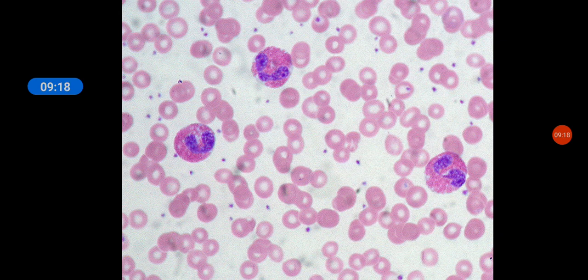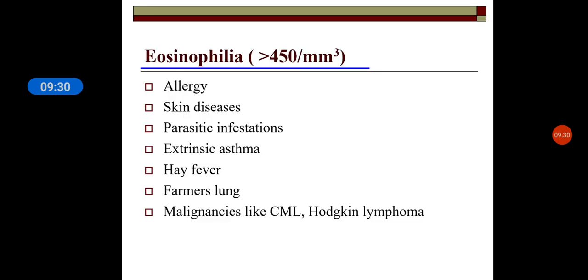Now, how will you differentiate these? This is a peripheral blood smear wherein you are seeing eosinophils. Okay, eosinophils, how will you describe them? These are bilobed with coarse orange-red granules. Okay, this is eosinophilia. Now tell me some causes for eosinophilia. This is also important. Invariably you will be asked in viva. You have allergic conditions, any form of skin disorders or parasitic infections, asthma, hay fever, farmer's lung. Which is the malignancy that causes eosinophilia? Important viva question. It is chronic myeloid leukemia. You will learn all these things later in the future hematology classes. And in Hodgkin's lymphoma, you will find eosinophilia.